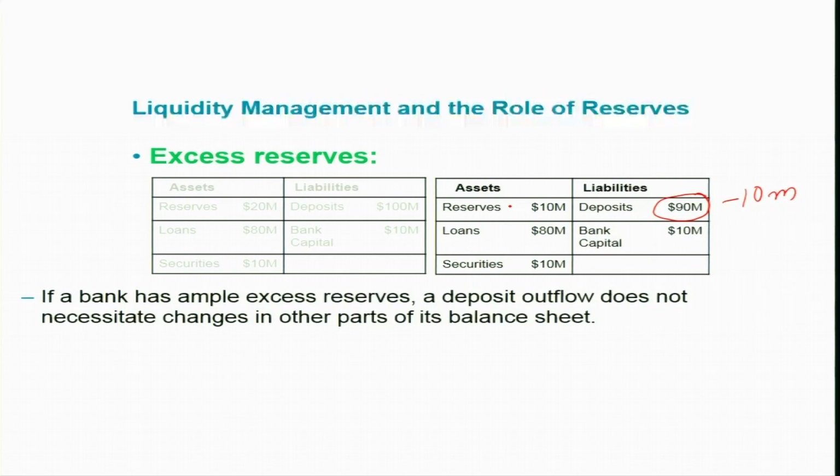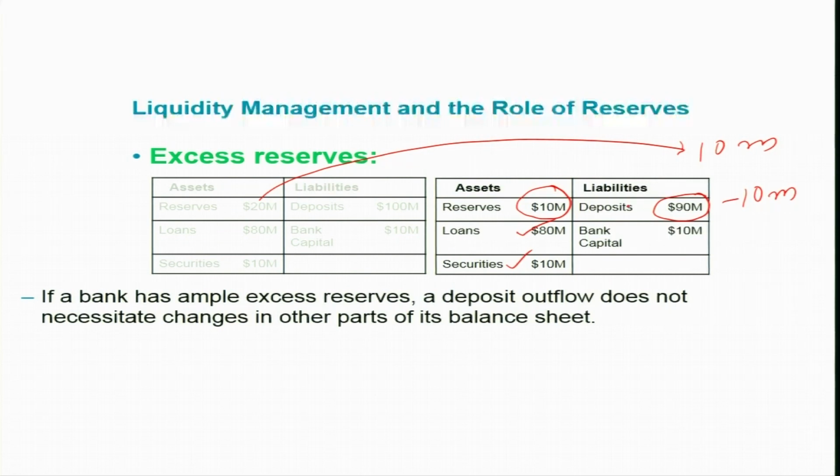Excess reserve may be kept with the central bank or in the form of vault cash. So this 10 million they will be taking from this excess reserve, then the reserve has now declined to 10 million, right. You can see that in the new scenario the loans they did not touch, because a bank cannot call back a loan easily, and securities they also did not touch. What this bank has done, in order to meet this sudden deposit outflow, is take money from this excess reserve.